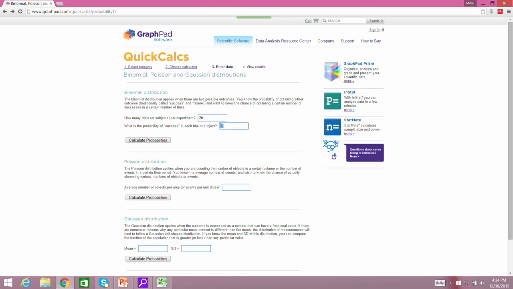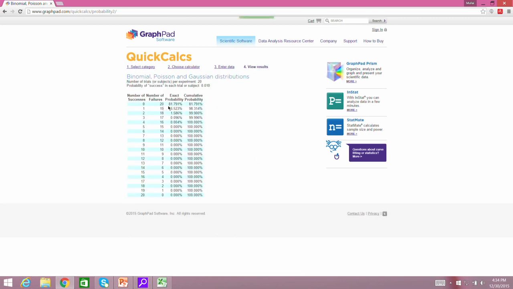Then I will put 0.01, then calculate probability. So as you can see here, there is 81% probability or 82% probability that the number of successes is 0. That means not a single person with that particular disease will be found. So obviously my data is too little, my sample size is too little, that I may miss out.